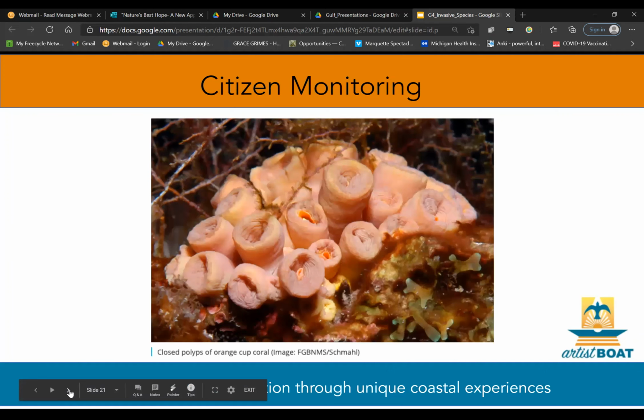Now, even if you aren't a specialist, you can still help the situation. So you can monitor and report any sightings of orange cup coral within the sanctuary. When you do so, include the date, the time, and location of the sighting, as well as an approximate heading and distance from the nearest mooring buoy. And then you email that sighting to flowergardenbank@noaa.gov.